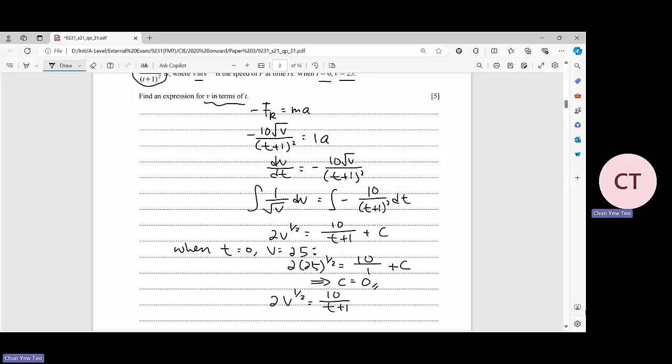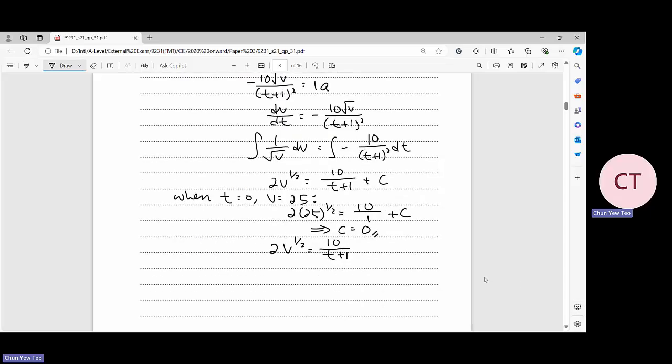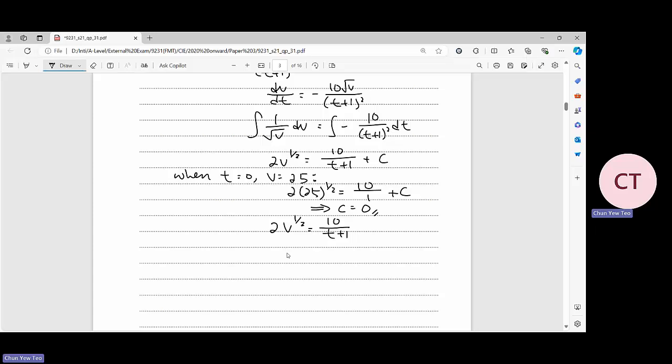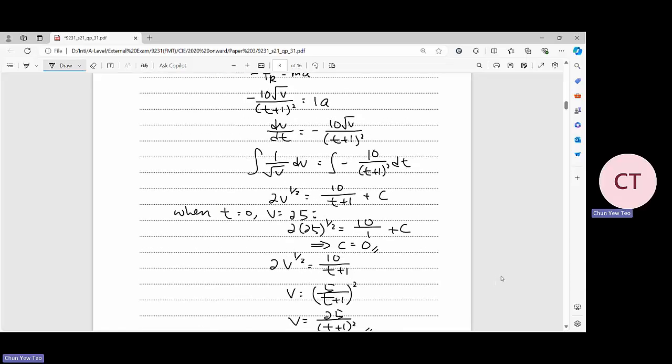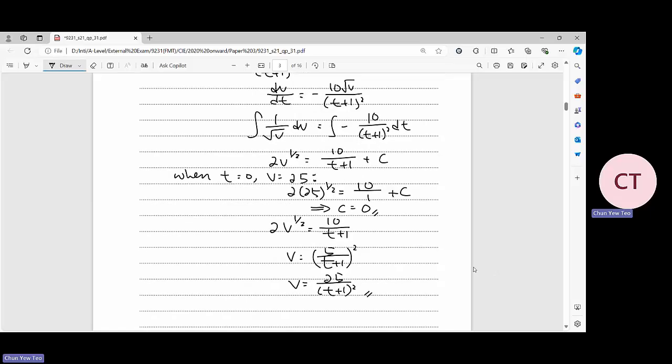Now we want to find V in terms of t. So just bring the 2 over, divide, then square both sides. At the end, you get V is equal to 5 over (t plus 1) squared, all squared. You can just leave the answer like that, or you can expand it, make 5 squared become 25. Done. That will be the answer for question number 1.